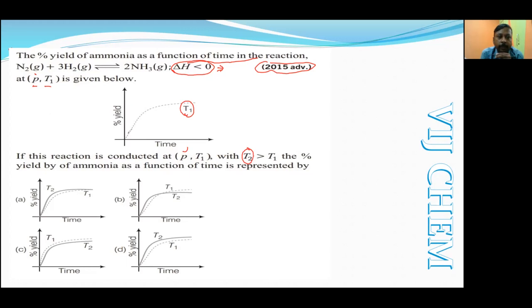See here, at temperature T1, this is the percentage yield. On the same graph, if I draw the graph for temperature T2, the continuous line represents the graph with respect to T2, and the broken line represents the graph with respect to T1. You have to find out which graph is appropriate. That means, will an increase in temperature increase the yield on the lower side or the higher side, or both? That you have to represent.